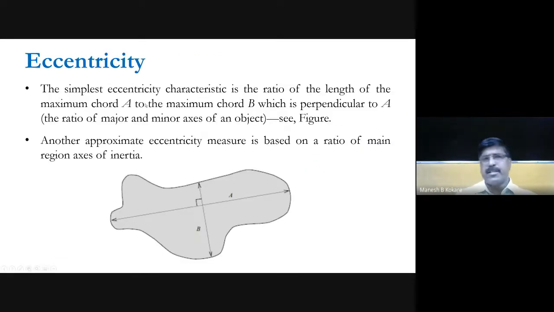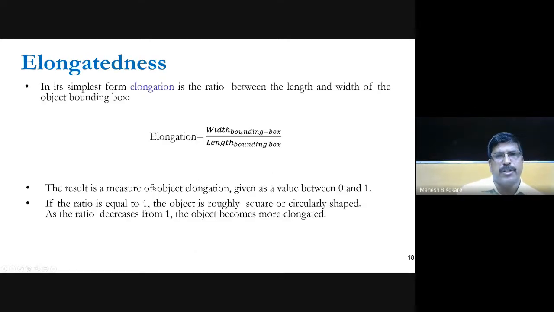The next feature is eccentricity. For example, you have a shape like this. You have this major axis and minor axis. See that this is the major axis A and this is the minor axis B. The simplest eccentricity characteristic is the ratio of the length of the maximum chord A to the maximum chord B, which is perpendicular to A. So the ratio A by B can be used as a feature in this region-based approach. Another approximate eccentricity measure is based on the ratio of the main region axes of inertia, and so on.